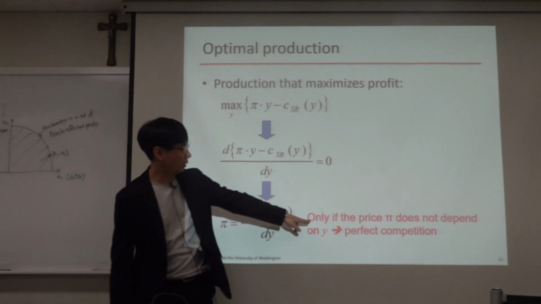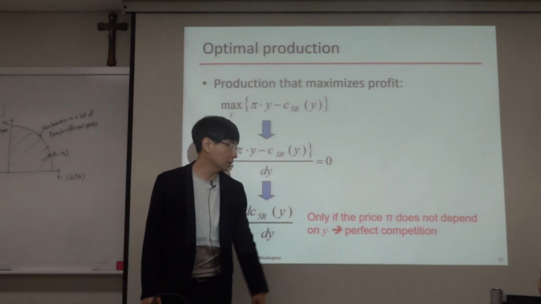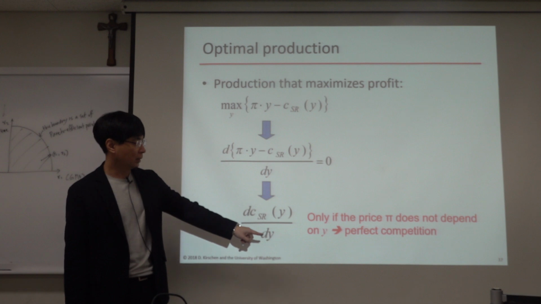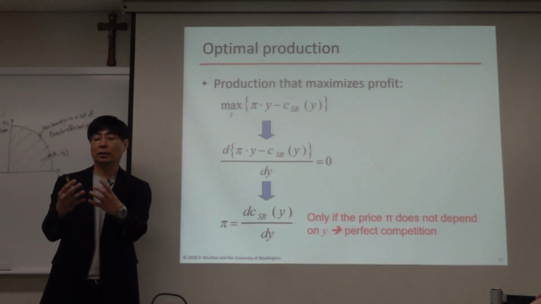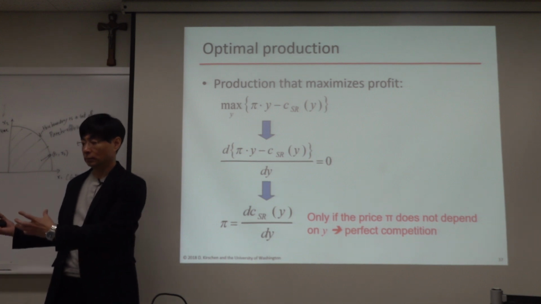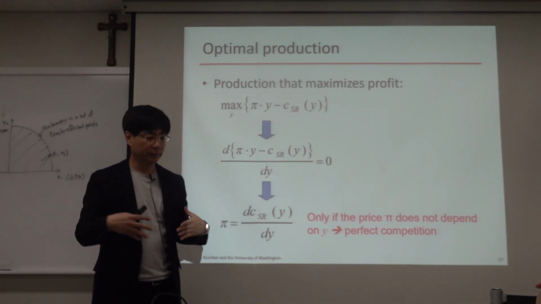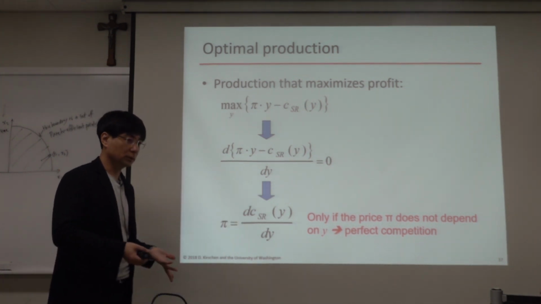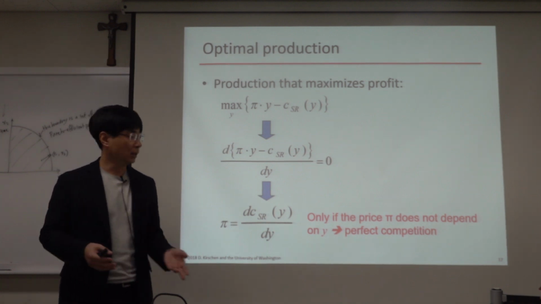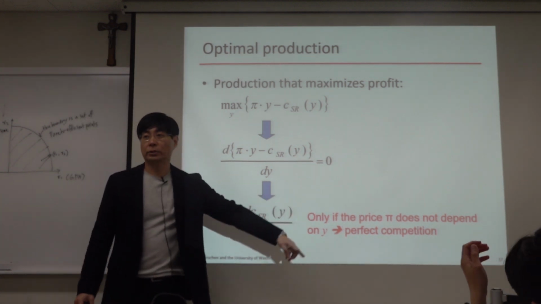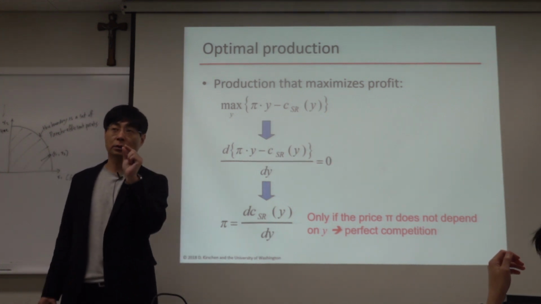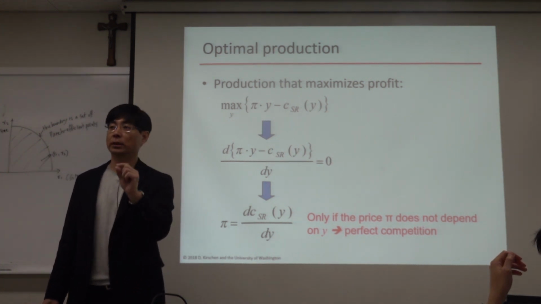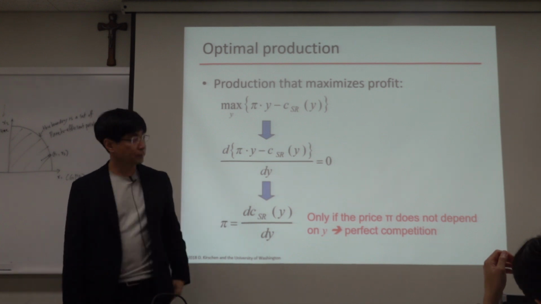Here, we assume that the price pi does not depend on y. Perfect competition. Typically, the price depends on the total number of production and total number of demands. But in perfect competition, there are a lot of producers and a lot of consumers. So each individual's contribution is negligible.